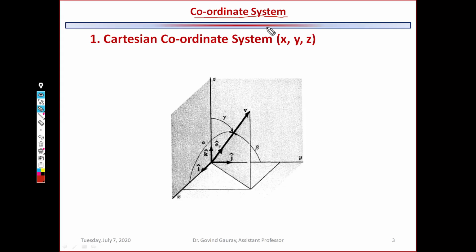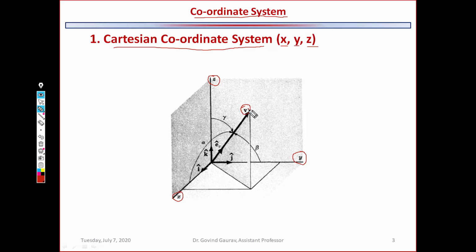It can be one dimensional, two dimensional, or three dimensional, by which the orientations of the vectors can be determined. The first one is the Cartesian coordinate system, which is in the form of x, y and z. Here x represents the x-axis, y represents the y-axis and z represents the z-axis. V is a vector in three-dimensional space. It is inclined at a certain angle with respect to all three axes: the x-axis, y-axis and z-axis.